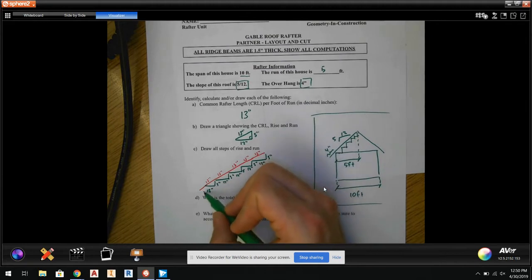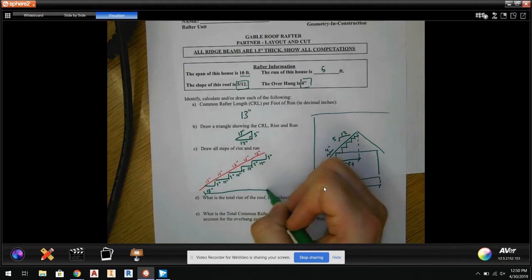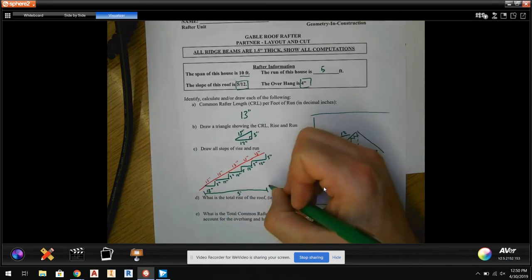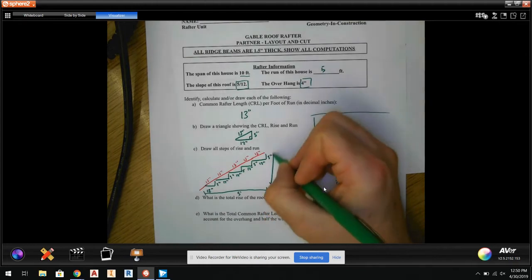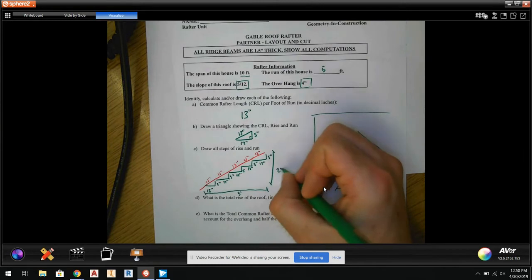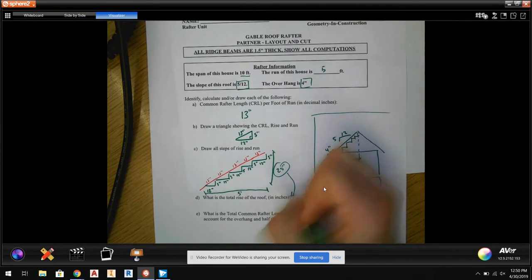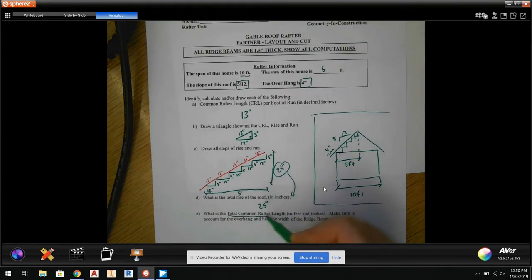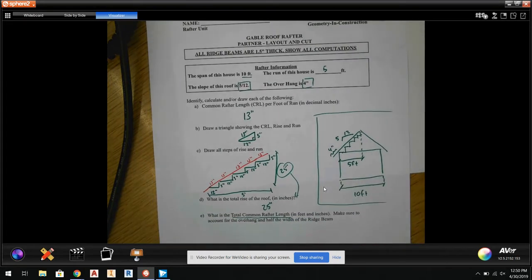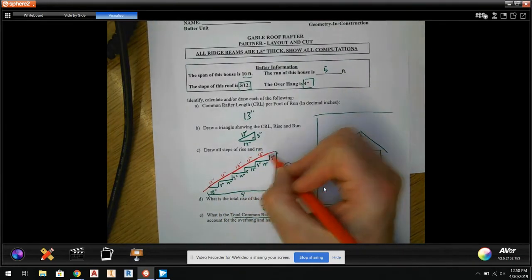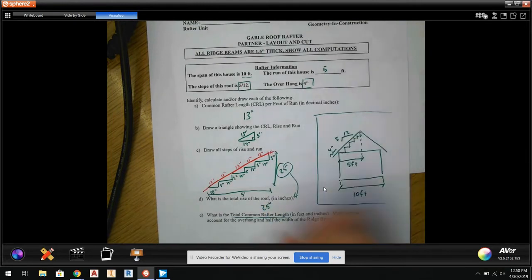So we know that the total run of our house is 5 feet. And from this diagram, you can see that the total rise is 5, 10, 15, 20, 25 inches. That's the answer down here, 25 inches. So the total common rafter length, what we do is we take this whole value, 13 inches times 5, because it's 5 times.